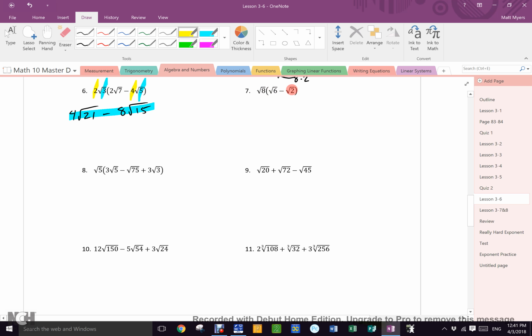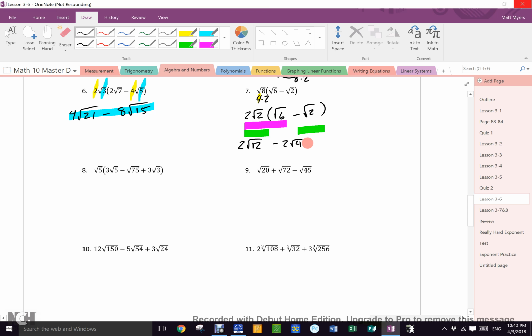What's happening over here? Can I do any simplifying? 8. That's 4 times 2, isn't it? What's the square root of 4? So I got 2 root 2 times root 6 minus root 2. What do I do first? I do that, right? To get what? 2 root 12. Then I do that. What's that? Minus 2 root 4. Can I simplify anything there?